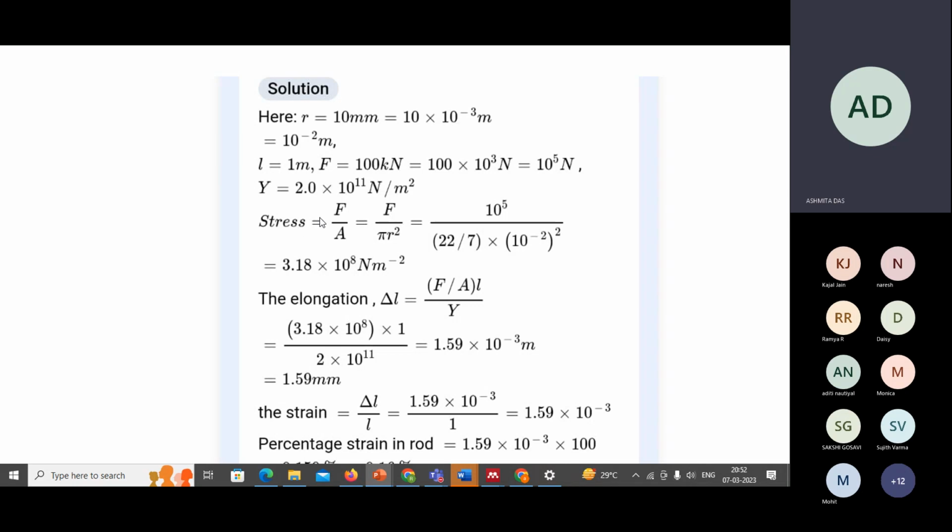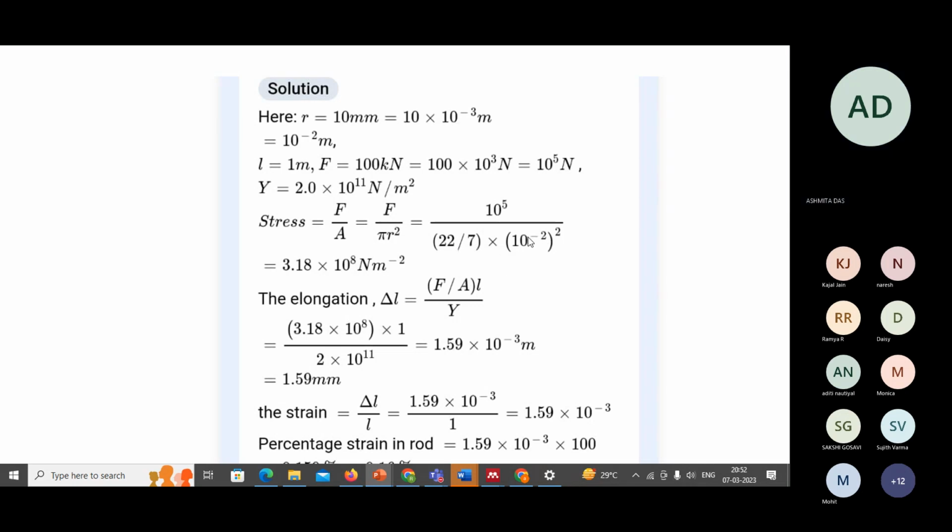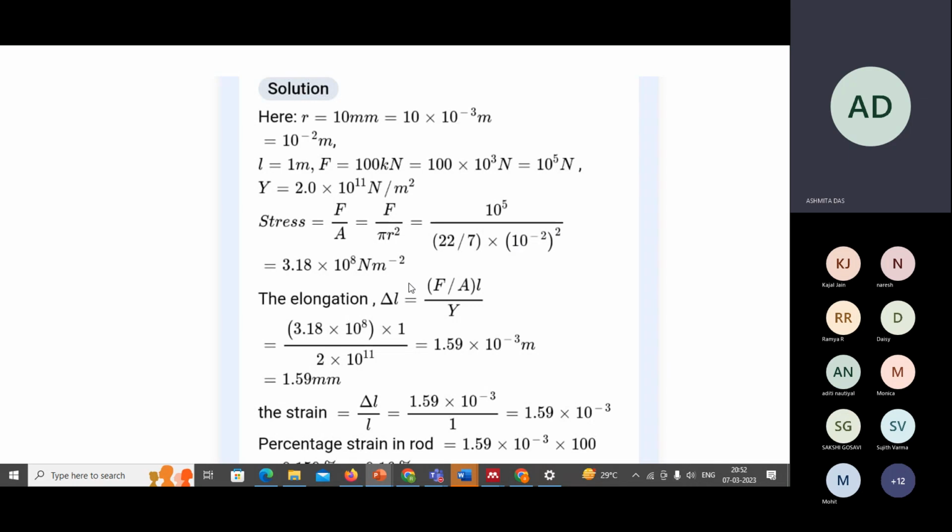So now the stress is force by area. Here the area is for a particular area, not for the whole rod. So it's basically the circle which we are going to consider. So F by pi r square. F is 10 to the power 5 divided by pi into the square of the radius, which comes as 3.18 into 10 to the power 8 Newton per meter square.